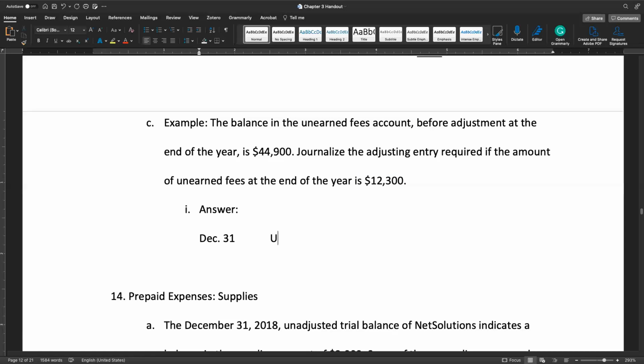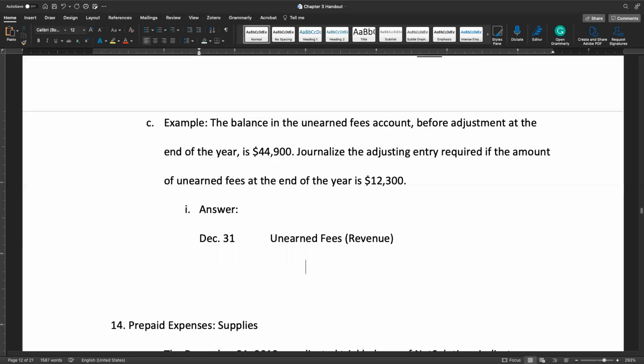Unearned fees. You can put unearned revenue. I'm going to put revenue in parentheses so you know you can do that. Okay, and we'll come back and do the amount in just a second. The credit is going to be for fees earned.